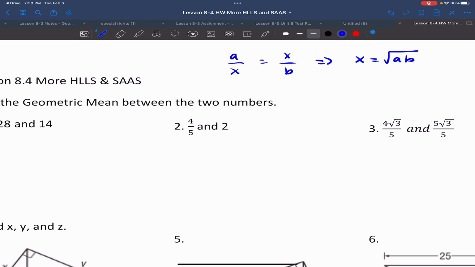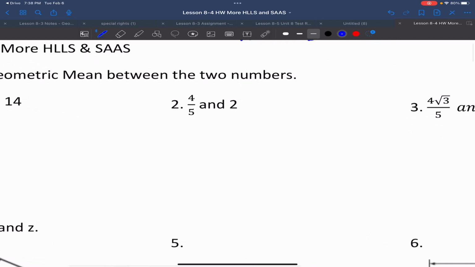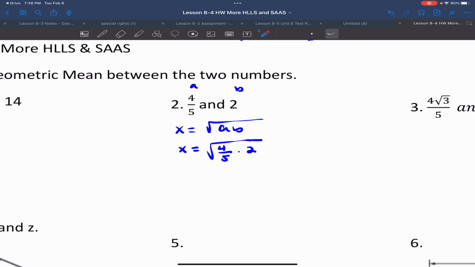And then let's see, number 2 is kind of where we have a fraction here. So x equals the square root of ab. I'm going to call 4 over 5 a and 2 b. So I have x equals the square root of 4 over 5 times 2. And since I have a fraction and a whole number, I'm going to multiply. So that's 4 times 2 over 5. So that's the square root of 8 over 5.